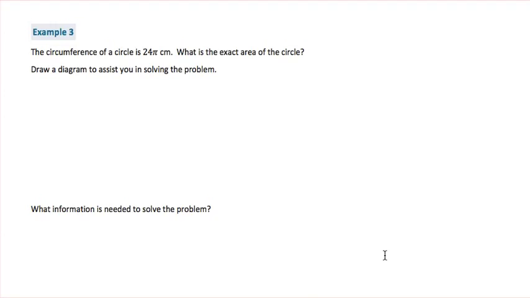In example 3, the circumference of a circle is 24 pi centimeters. We want to find what the exact area of the circle is. Now I'm going to let you draw the diagram this time, but what I'm going to do is work backwards. I know that circumference, 24 pi, is equal to diameter times pi.